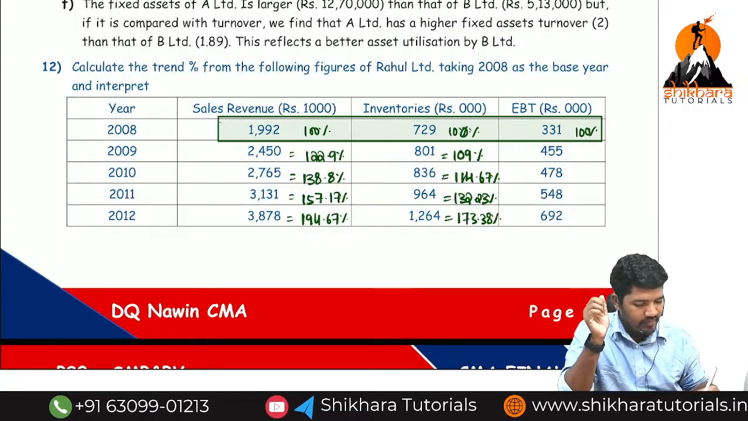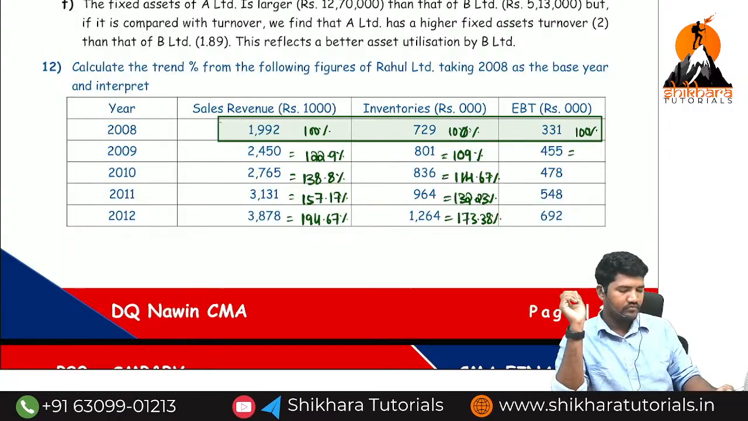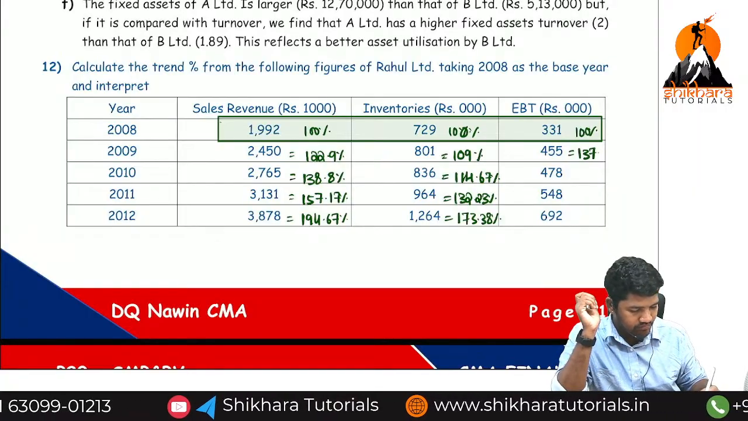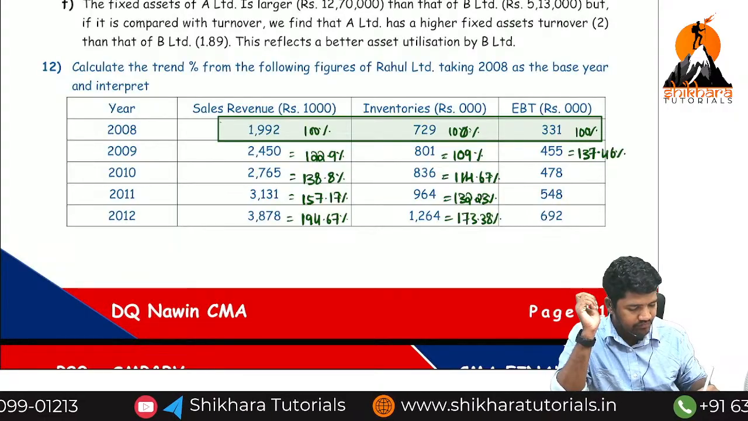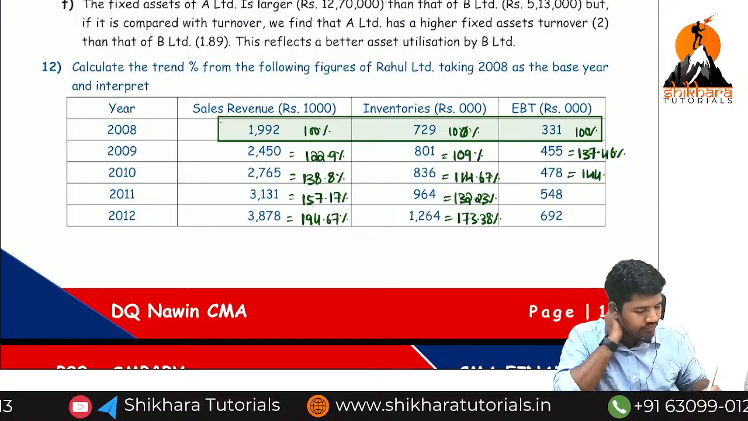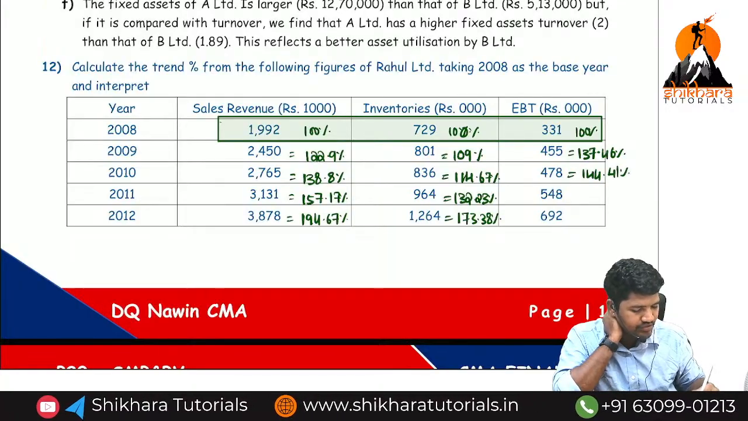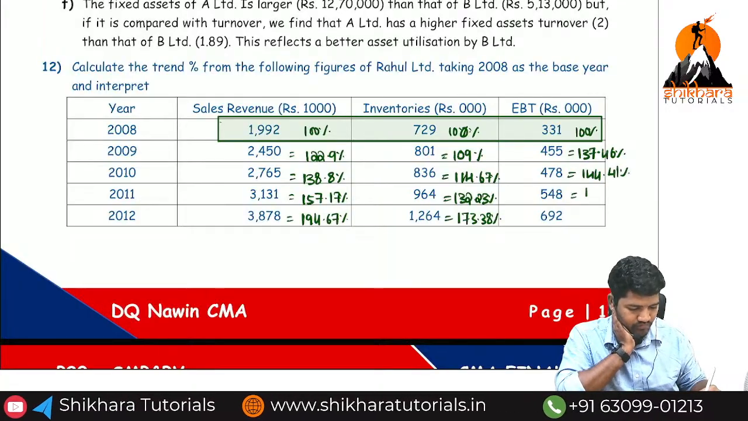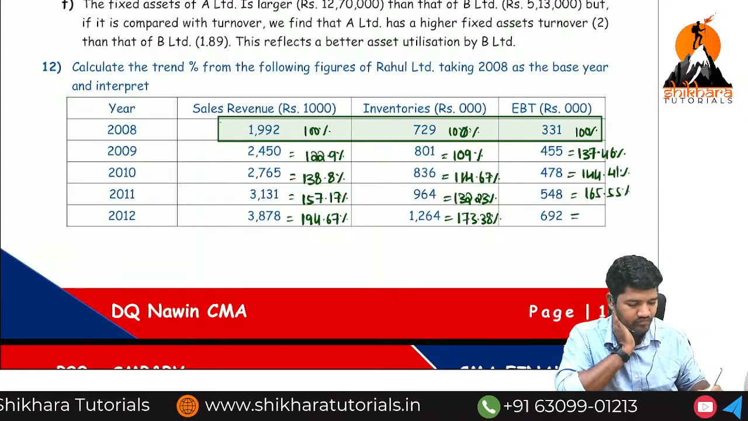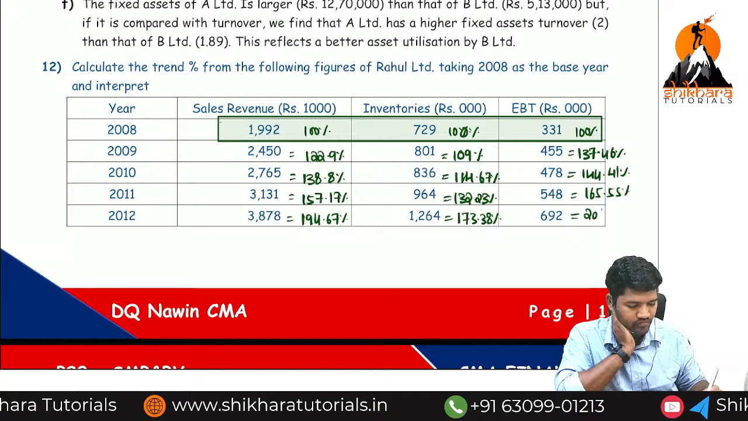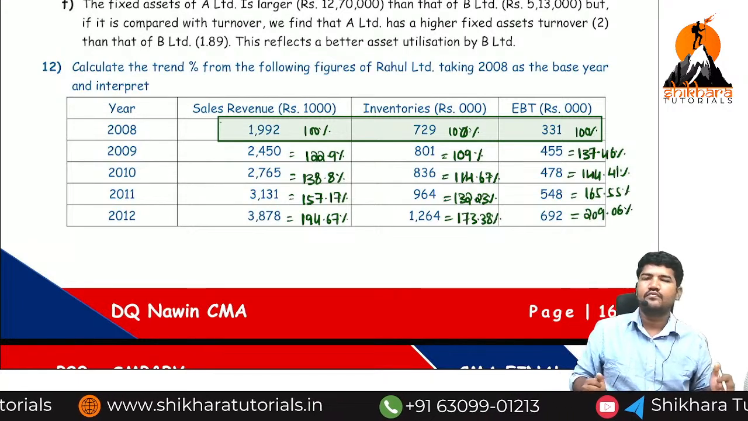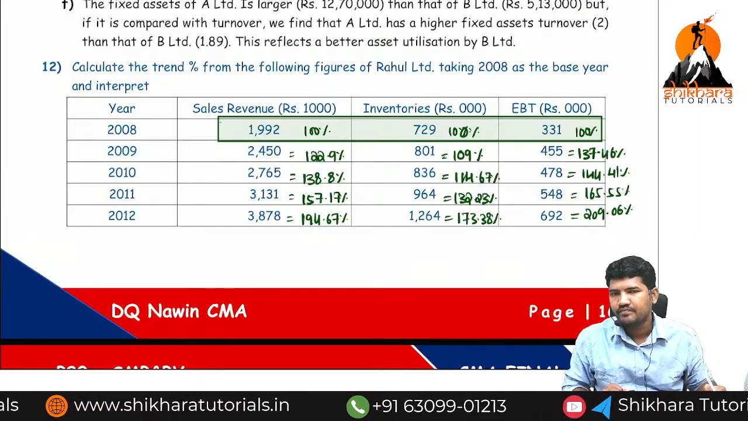Now what about the EBT? 137.46 percentage. For 2010, 144.41 percentage, 165.55 percentage, 209.06. Clear?